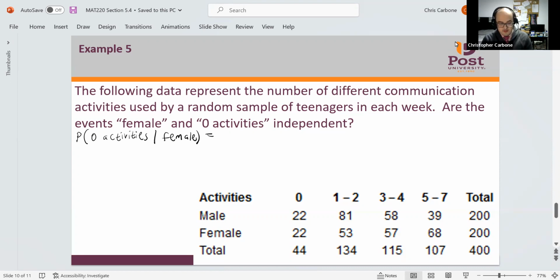So for 0 activities given that person was female, we have 22 of those activities divided by, since we are given that the individual was female, the total number of females in this sample, which is 200. So 22 divided by 200, that's 11 over 100. And we also want to check the probability of being female.